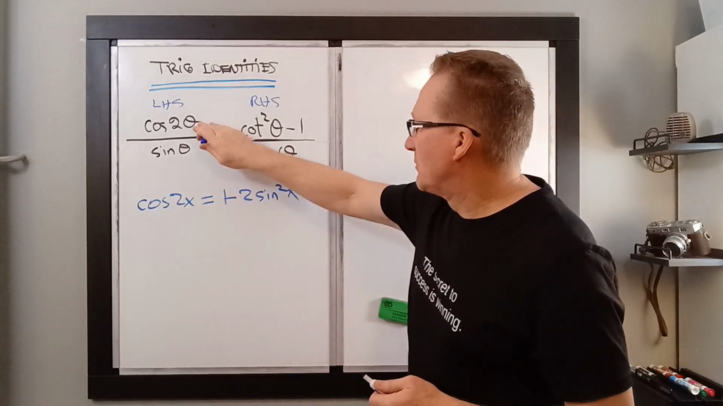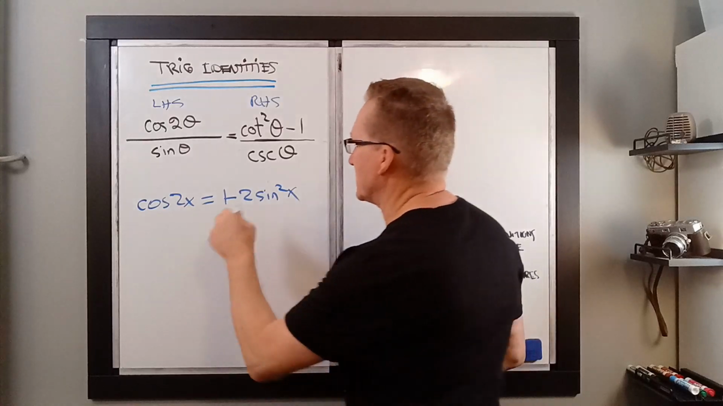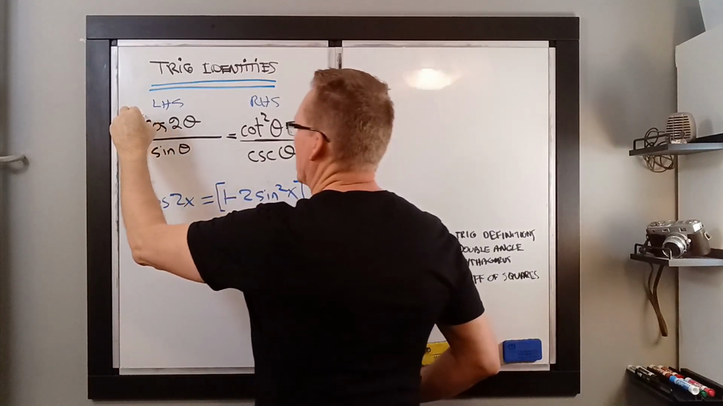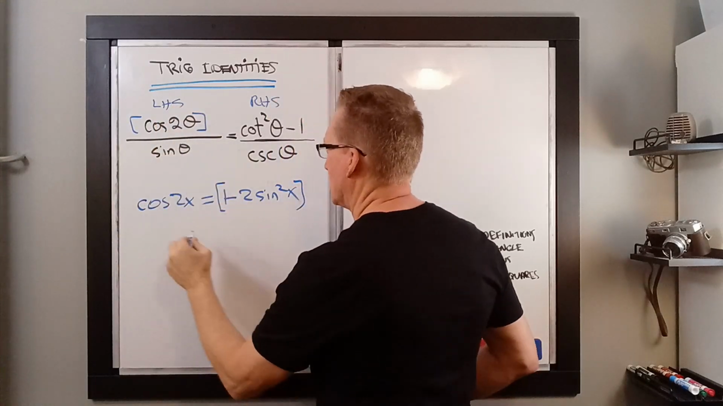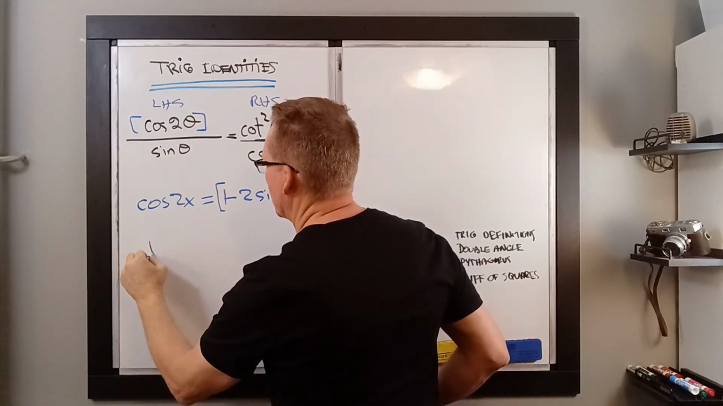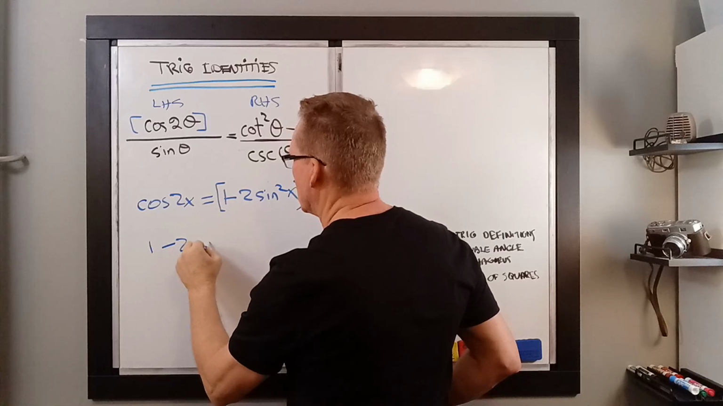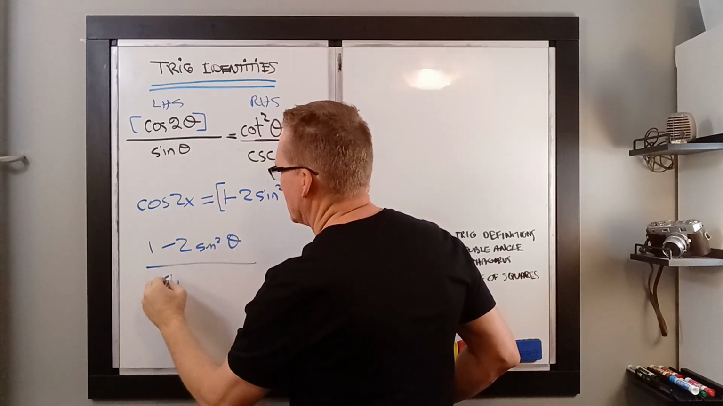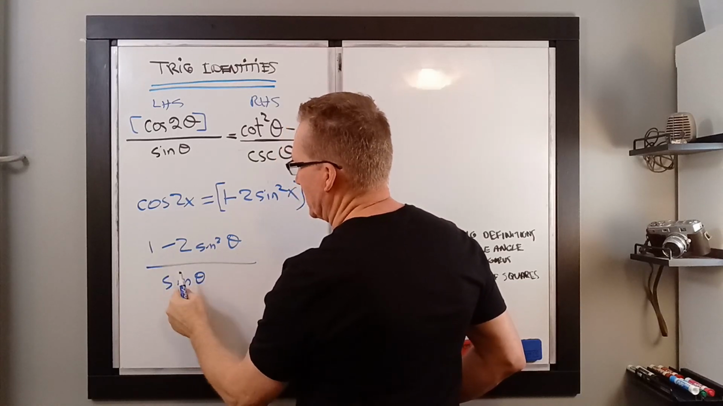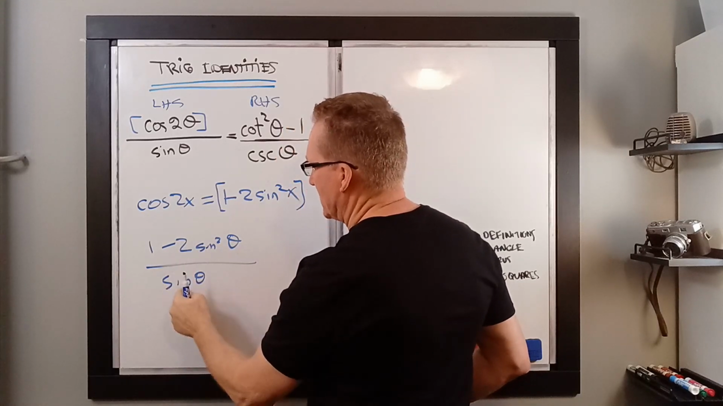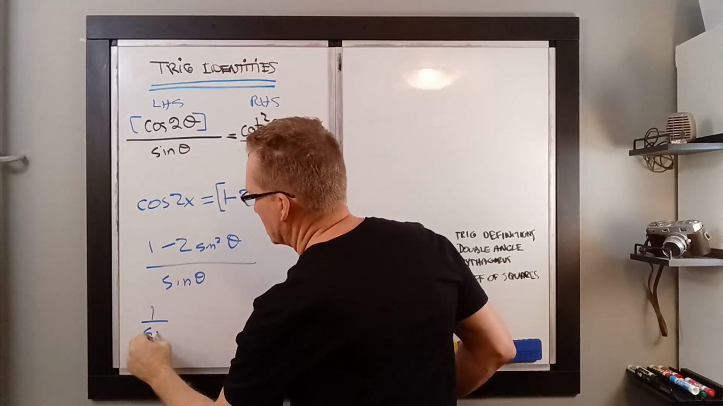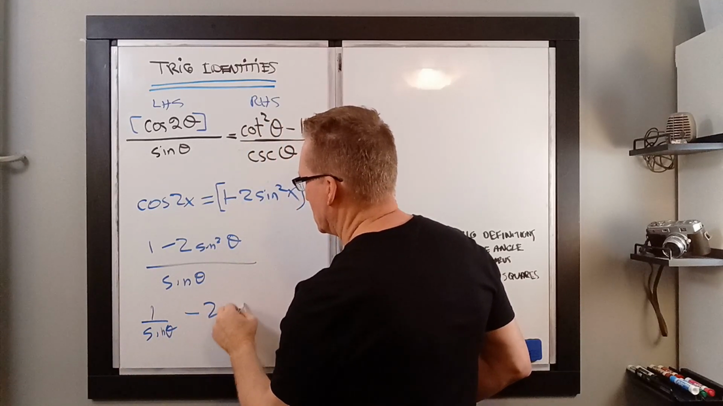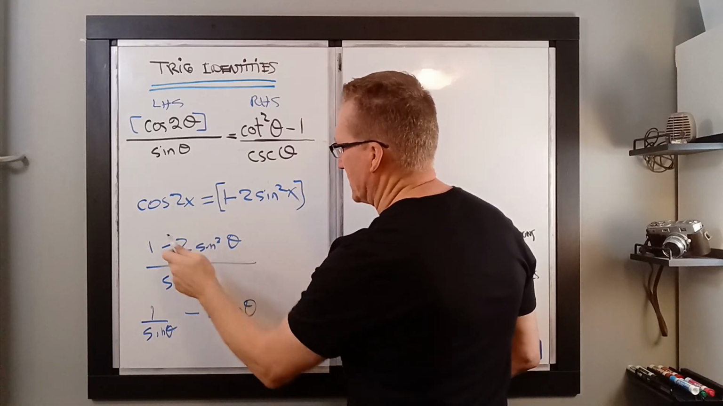Let's take this, plug this in here for the left-hand side. So all of this would replace all of this up here, and then it's all going to be over sine theta. So it's going to be 1 minus 2 sine squared theta, just replace this, over sine theta. Since we have a common denominator, this is 1 over sine theta minus 2 sine theta. One of these sines cancels here and we're left with a 2.